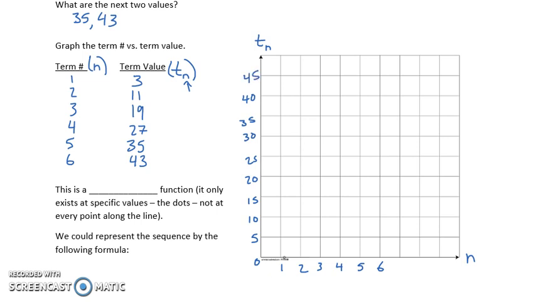So term 1 has a value of 3. Term 2 has a value of 11. Term 3 has a value of 19. Term 4 has a value of 27. Term 5 has a value of 35. And term 6 has a value of 43.